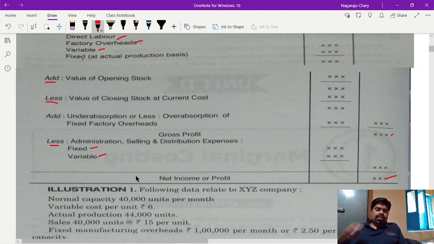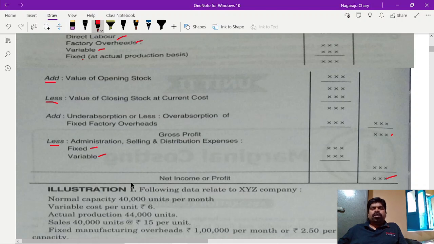So what is fixed cost? What is variable cost? That we also have to know. When the volume of production is increased or decreased, or there is no production, variable cost depends upon the volume of production. If the volume of production is increased, variable expenditure is increased. If the volume of production is decreased, variable cost is decreased. If there is no production, then there is no variable cost. So that's why variable cost depends upon volume of production.